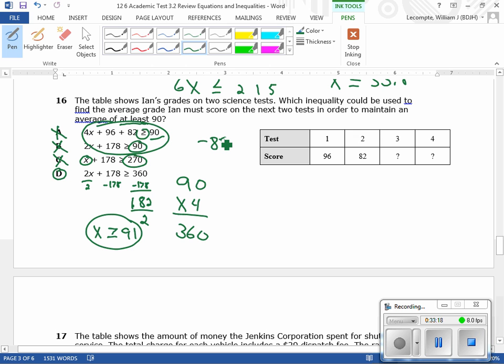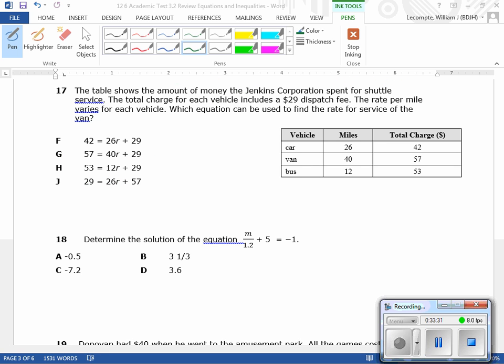Alright, so when we're looking at number 17, it says the table shows the amount of money that Jenkins Corporation spent for shuttle service. The total charge for each vehicle includes a $29 dispatch fee. The rate per mile varies for each vehicle. Which equation can be used to find the rate for service of the van? So if I'm looking at 40 miles and a total charge of $57, just off the bat right here, I got total charge of $57.